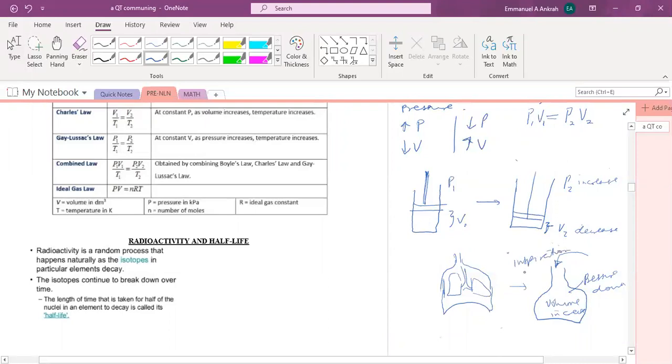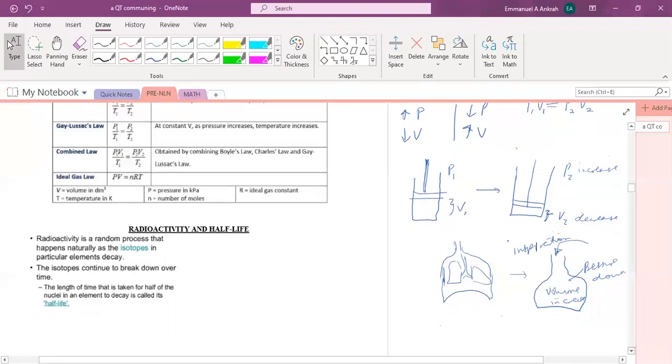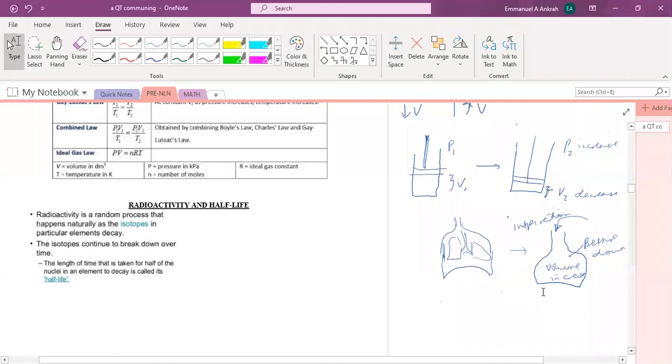Inspiration. So during inspiration, the diaphragm becomes flat, so it goes down. Because it's gone down, the volume of the thoracic cavity has increased. Increased volume means reduced pressure inside the thoracic cavity. So now the atmospheric pressure is higher, so that pushes the gas in, oxygen goes in. Right. So that's inspiration. So this is an example of Boyle's law.